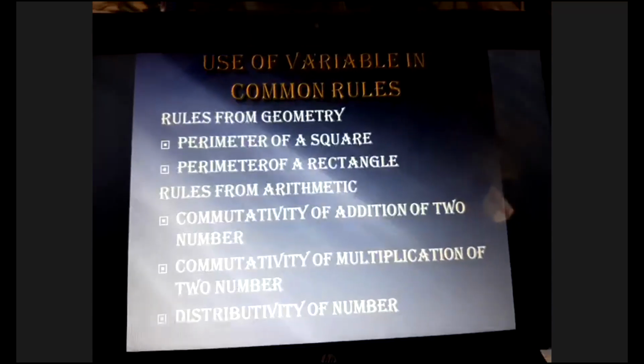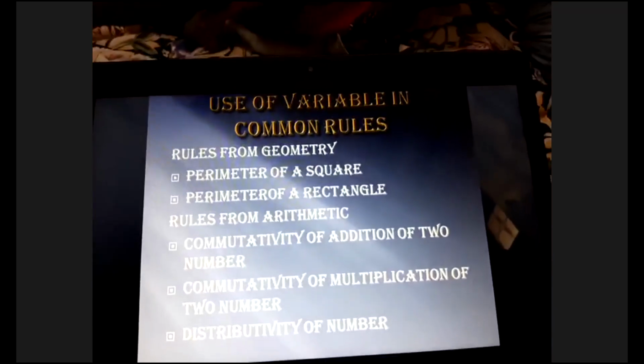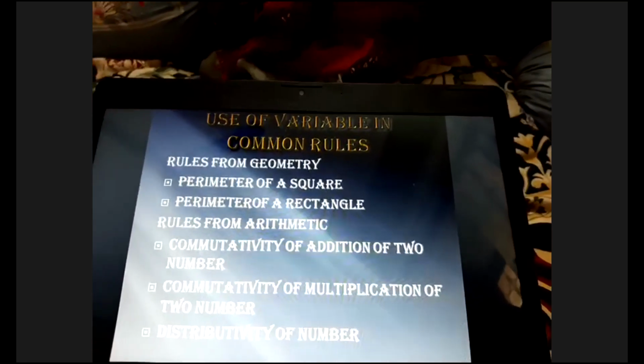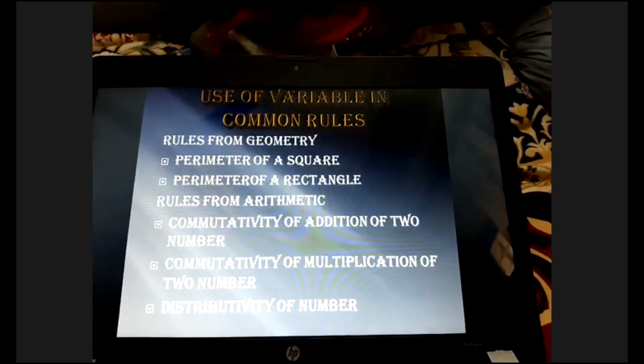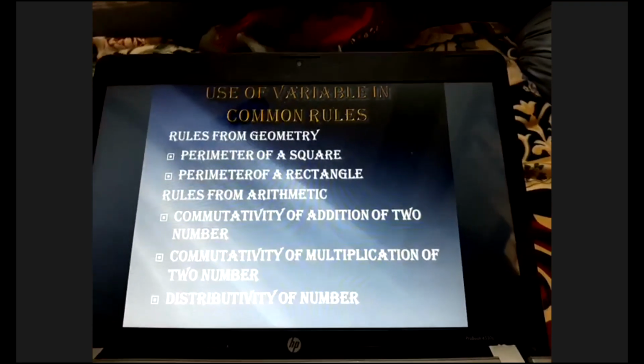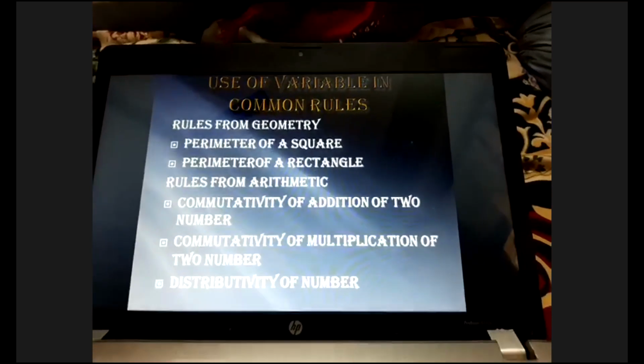Use of variables in common rules. Rules from geometry: perimeter of a square, perimeter of a rectangle. Rules from arithmetic: commutativity of addition of two numbers, commutativity of multiplication of two numbers, distributivity of numbers.